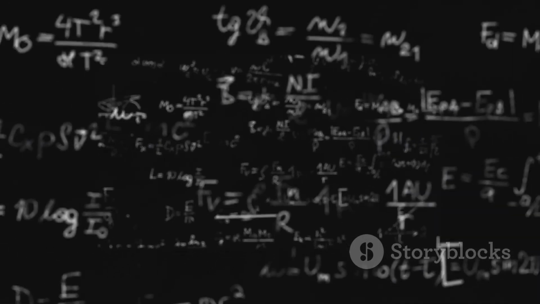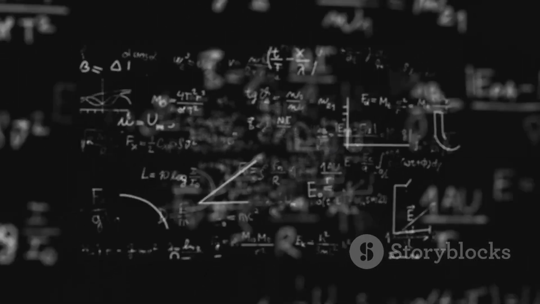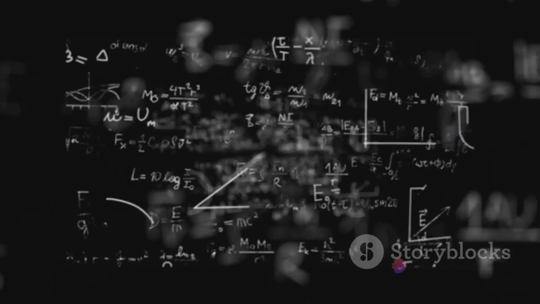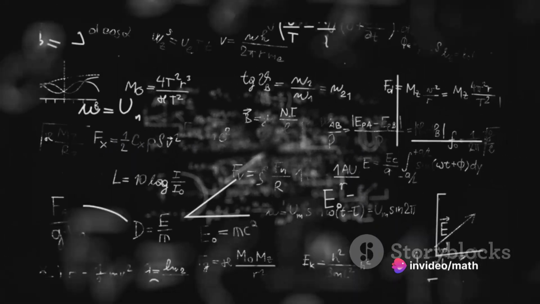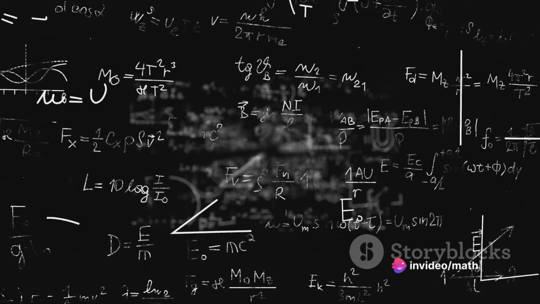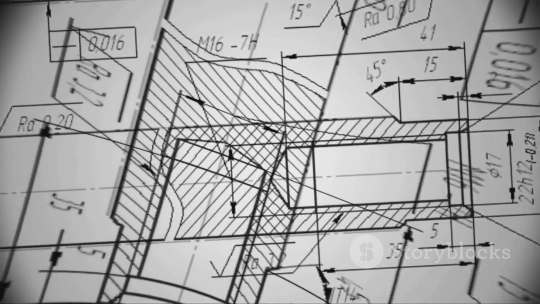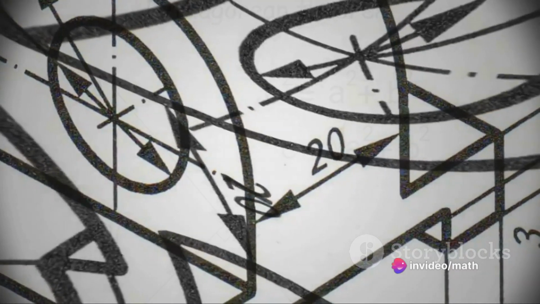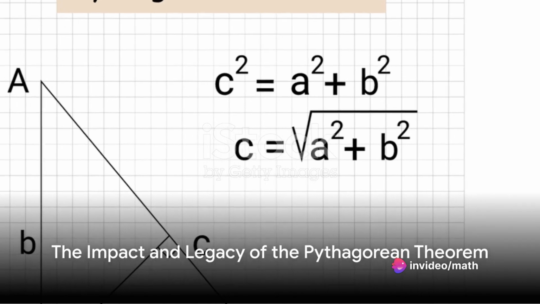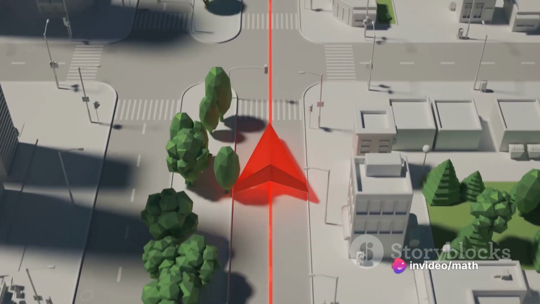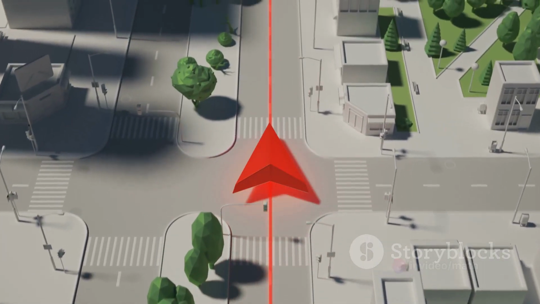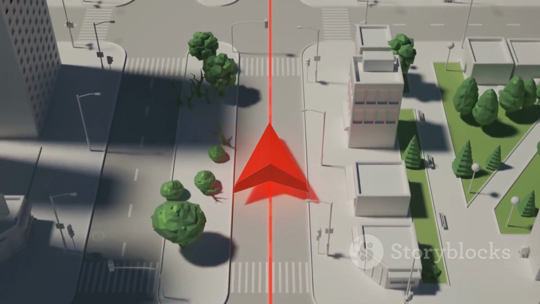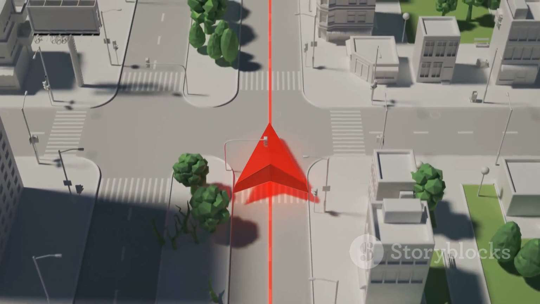The Pythagorean theorem might seem like an abstract concept, but its practical applications are all around us. It's used in various fields, from architecture and construction, where it helps to ensure buildings are structurally sound, to navigation and GPS technology, where it allows devices to calculate distances between points accurately. So the next time you use a GPS to find your way, or marvel at a beautifully designed building, remember the humble right-angled triangle and the ancient theorem that helps make it all possible.